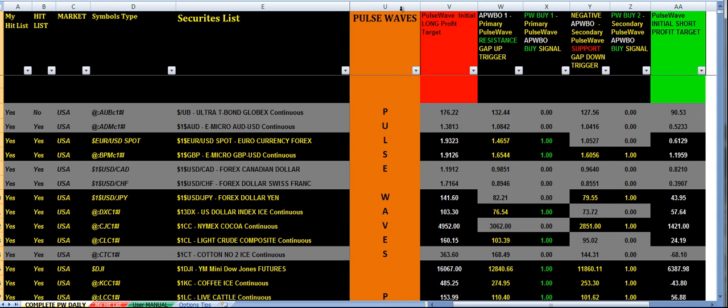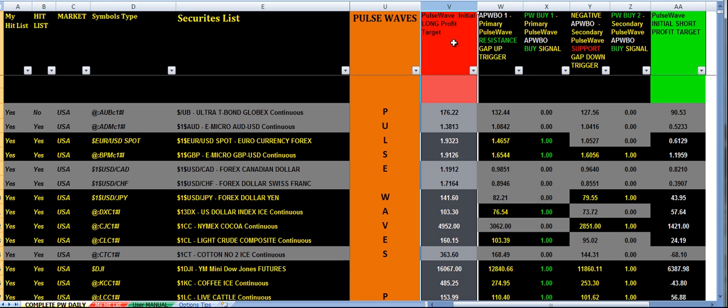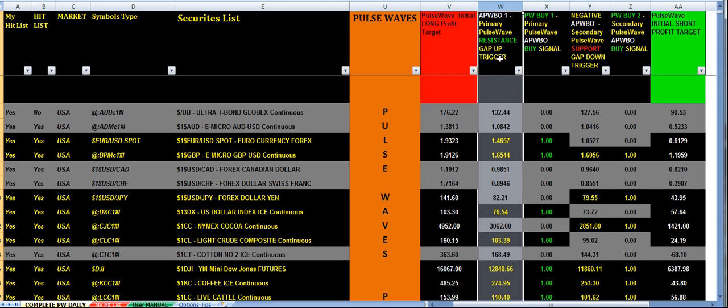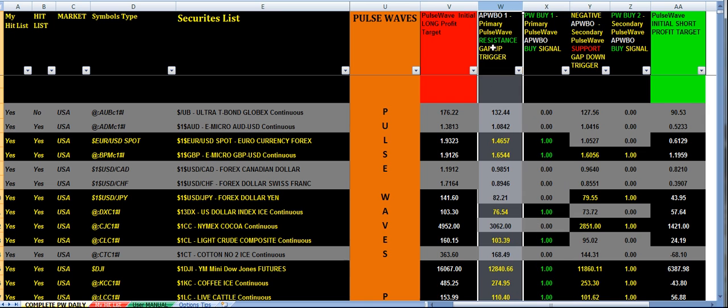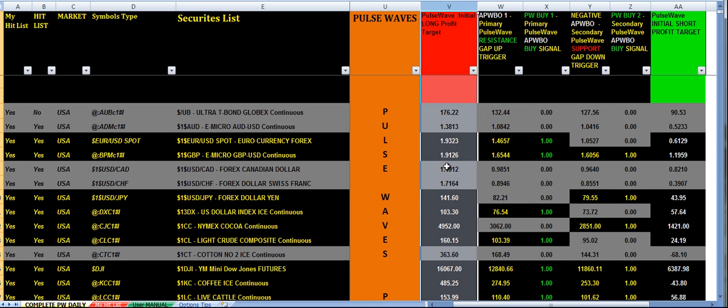Pulse waves start at column U. From column U to column AA, those are your pulse waves. Column V is your initial long profit target if you go long. Column W is the price trigger at which you will go long if you have a buy signal in column X. So if you have a buy signal in column X, you'll have a 1 there. Use column W as your price trigger to buy into the market, and our initial profit targets are here.